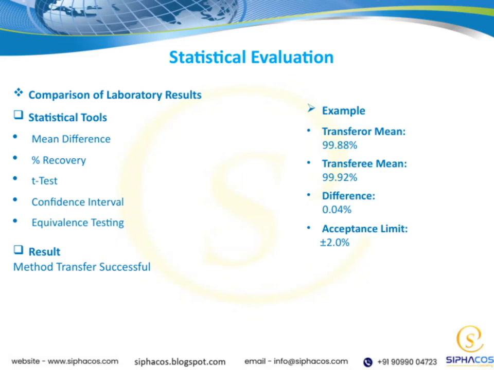Here, we see a clear example of how statistical evaluation supports method transfer between labs. The transferor and transferee means are nearly identical, 99.88% and 99.92%, with a tiny difference of just 0.04%. This falls well within the acceptance limit of plus or minus 2%. Using tools like mean difference, percent recovery, t-tests, confidence intervals, and equivalence testing, we confirm the transfer was successful. It's a solid demonstration of how data backs up reliable lab collaboration.